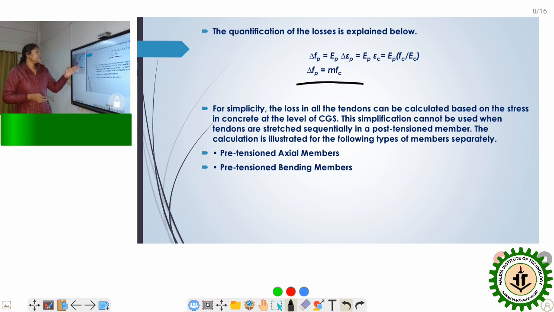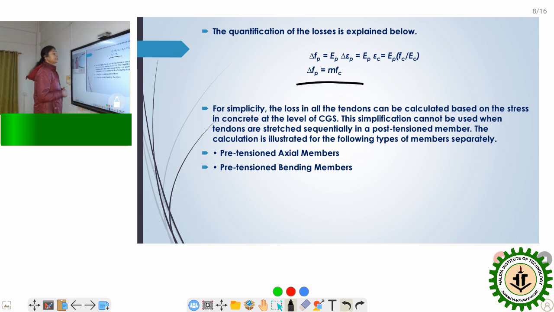So for simplicity, the loss in all the tendons can be calculated based on the stress in concrete at the level of the CGS. So if we know the stress value in concrete, we can get the loss in pre-stressing steel from the stress value of the concrete at the level of CGS. CGS is the centroid of the steel.